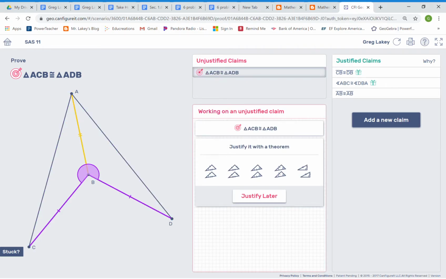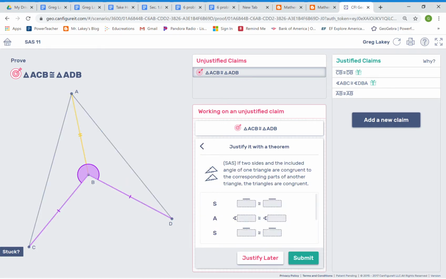Now we're going to say from side angle side, the first option, that these two triangles are congruent, right? But remember, I said whenever you're doing these, right up top, you have that ACB at the top left, unjustified claims. ACB is every piece of data on the left-hand side, and then ADB is all data on the right-hand side. So we got to make sure we put it in there accordingly.